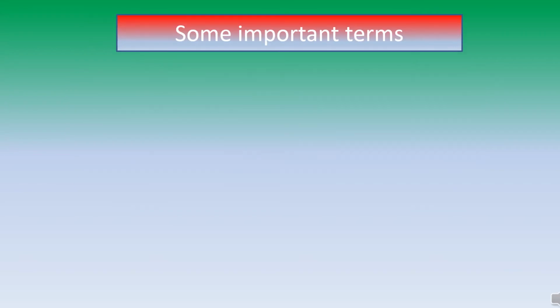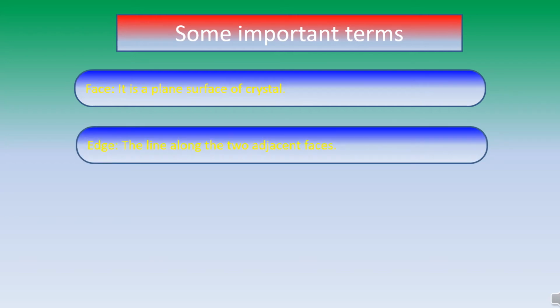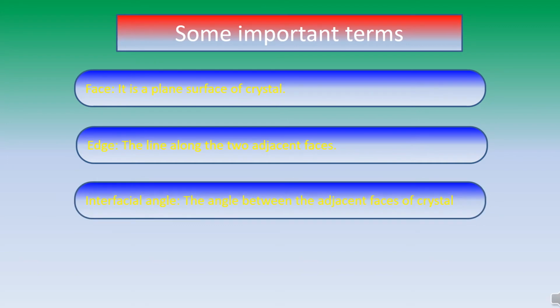Some important terms. First one is face. It's a plane surface of a crystal. If you take a crystal, there are 6 faces. Second one is edge. It's the line along the two adjacent faces. If you take a crystal, there are 12 edges. Next one is interfacial angle. It is the angle between the adjacent faces of the crystal. If you consider a crystal, there will be three kinds of angle. We call them alpha, beta, and gamma.